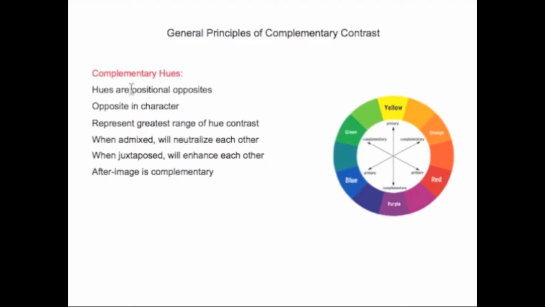Hues that are complementary, if you recall, are positional opposites. They're opposite in character. They represent the greatest range of hue contrast. Anything that's directly opposite on the hue circle is as far away from each other as you can get. They're polar opposites. Complements, when admixed, meaning you're physically mixing them together, will neutralize each other. And when they're juxtaposed or placed side by side, they will enhance each other. And they give complementary after image. In other words, the after image is the complement. So if you're looking at a teal, a blue-green, you're going to be generating a red-orange after image.